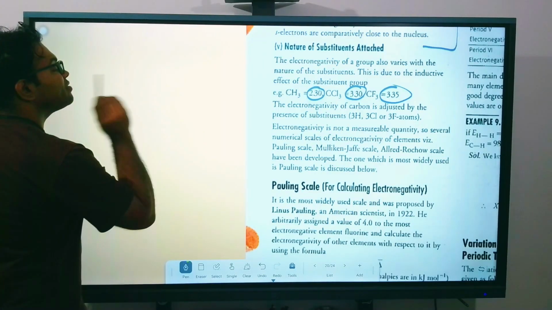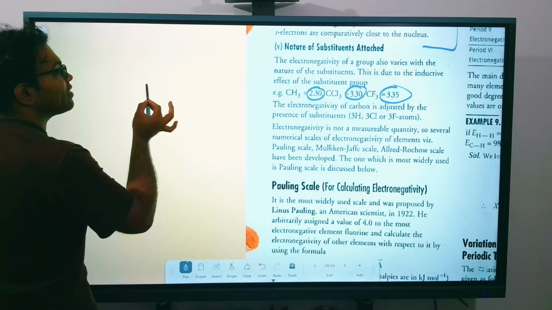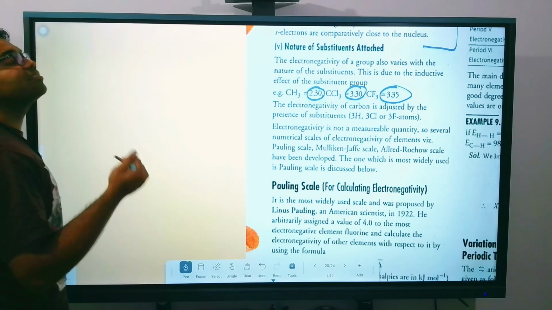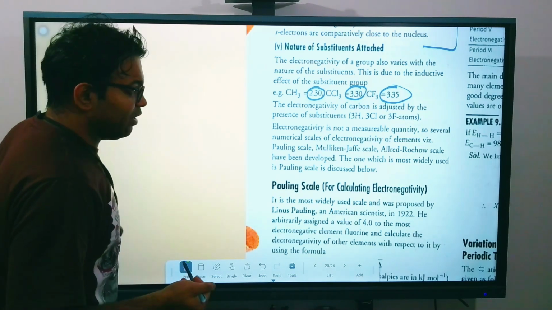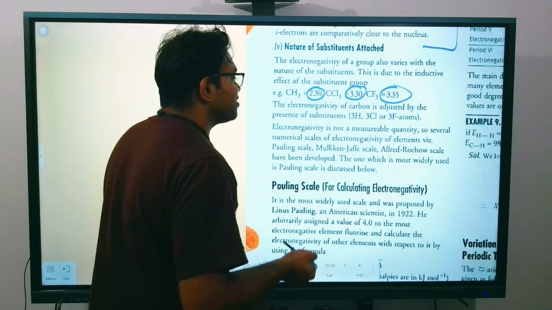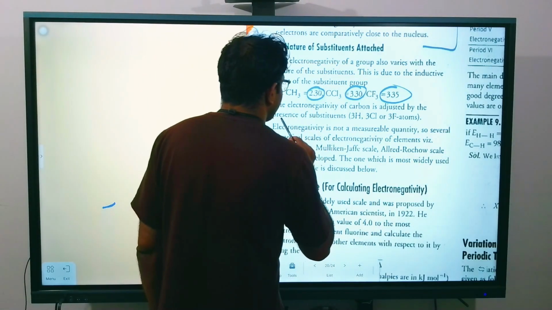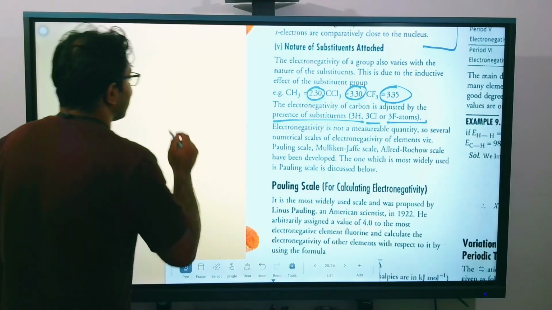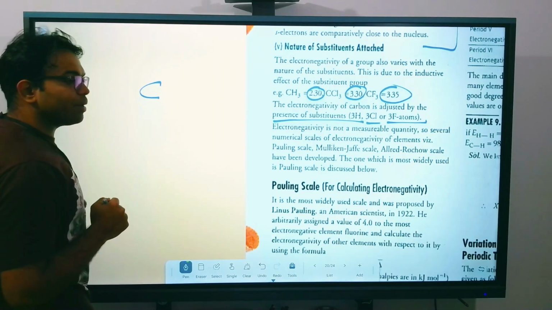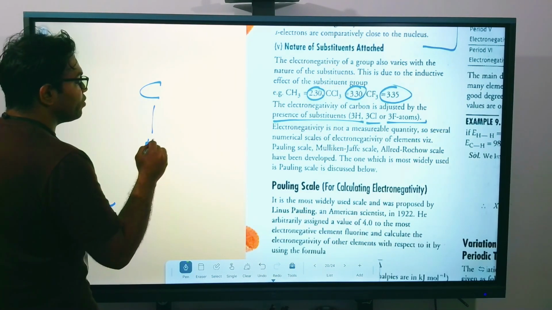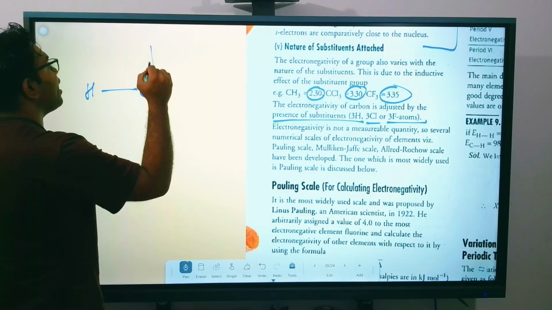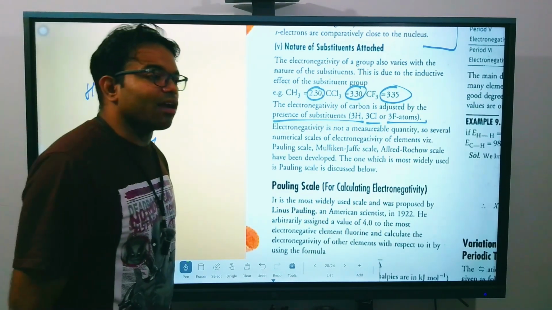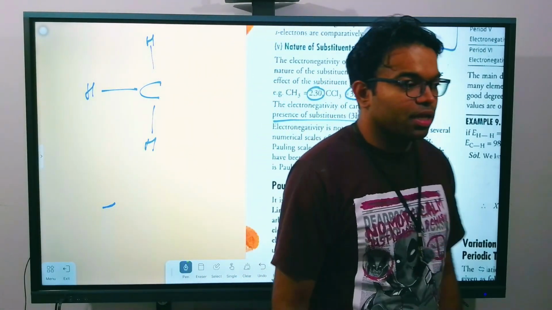Okay, now CH3, how will you draw? You will draw it like this. Okay, this is due to the inductive effect of the substituent group. Electronegativity of carbon is adjusted by the presence of substituents CH3, CCl3 and CF3 atoms. Okay, look at this. This carbon is surrounded by 3 hydrogen atoms.